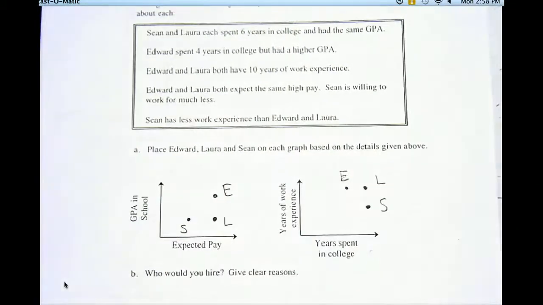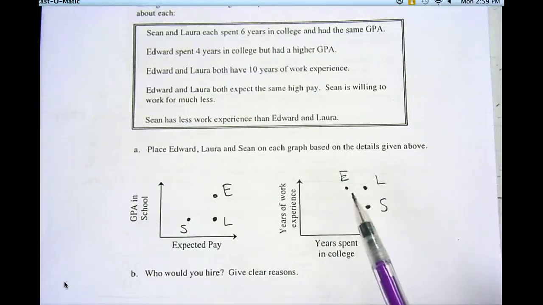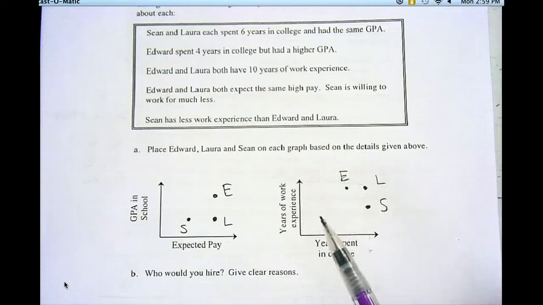Now, who would you hire? I guess there's a lot of reasons why you might hire Sean, Laura, or Edward, and that would really be personal preference. You can just give reasons why you might want to. Maybe you want to hire somebody who's not going to expect as much money. Maybe you want somebody who performed the best in school. Maybe you want somebody who has a lot of work experience and a lot of college experience, and so you can make a decision on who you want to hire based on that information.